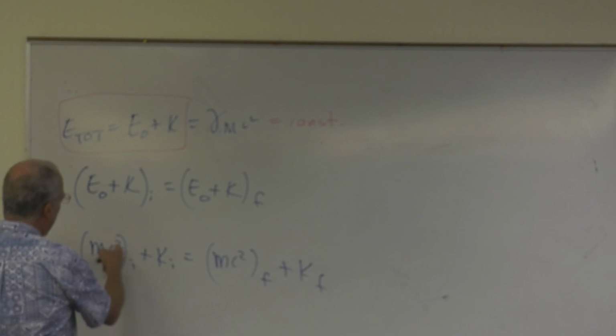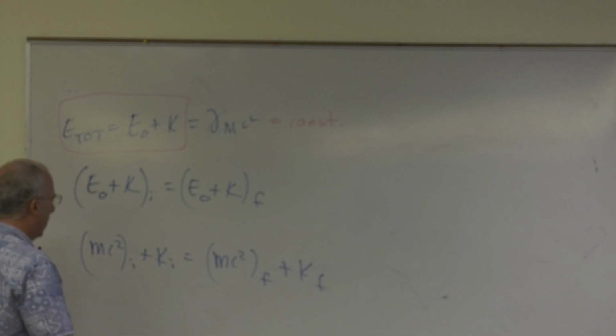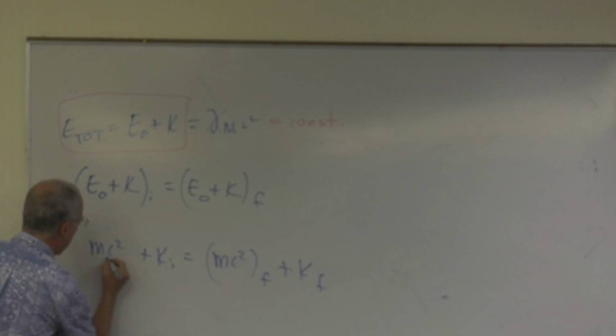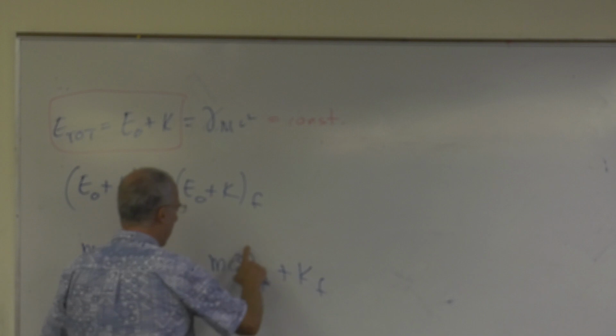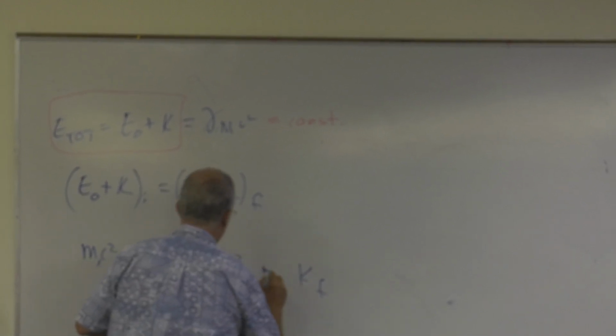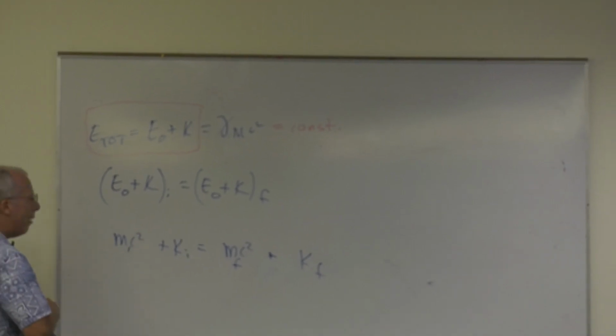Now, c squared, come on, it's a number, right? So maybe it's silly to write it like that. Let's write it like I have over there. Just put the initial here, same over here, put a final there. Okay? Now, what does that imply?